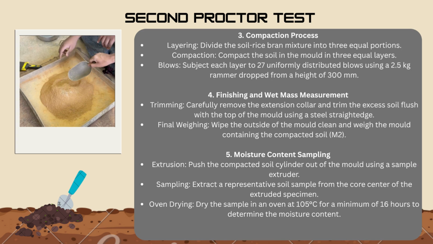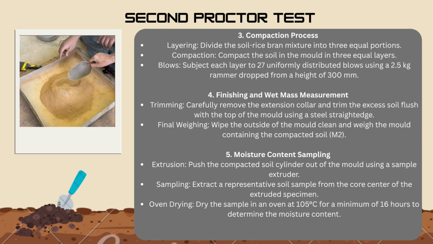Divide the soil-rice bran mixture into 3 equal portions. Compaction: compact the soil in the mold in 3 equal layers. Blows: subject each layer to 27 uniformly distributed blows using a 2.5 kg rammer dropped from a height of 300 mm. Step 4: Finishing and wet mass measurement.